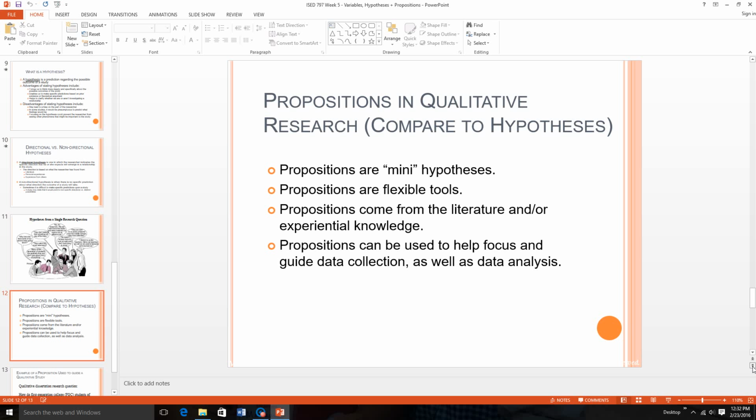But in lieu of that, I am a strong proponent of stating propositions. A proposition is really a tentative or mini hypothesis. It's a flexible tool. And propositions can come from the literature or personal, experiential, or professional knowledge. Ultimately, propositions are supposed to be flexible tools that can help focus and guide data collection. So a proposition is not a hypothesis that's restated as a qualitative proposition. A proposition is a statement of a potential direction that you could use.